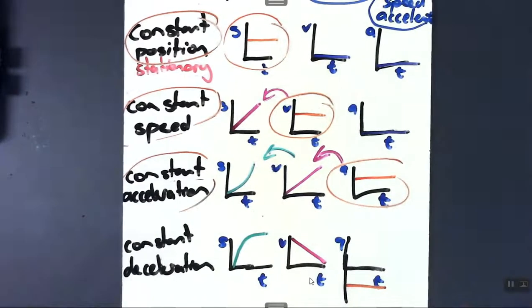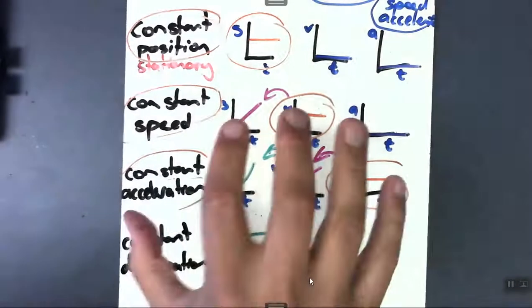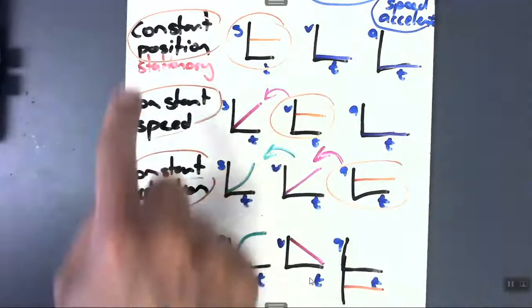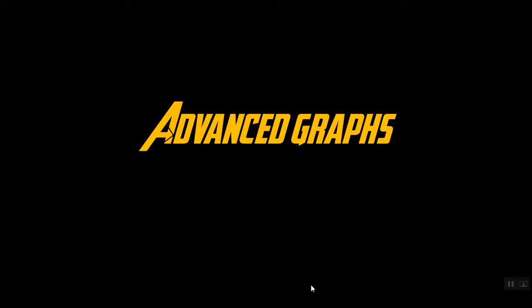So these are the basic graphs that you need to know. You will have to memorize all of these graphs for physics for your IG and your AS years. If you're in AS, you're going to use this in mechanics and in physics. So if you've memorized it, it will always make your life easier once you have it in your head. Now we will be looking at the advanced graphs.